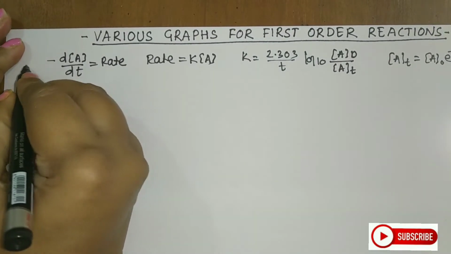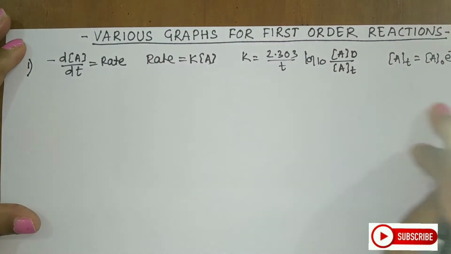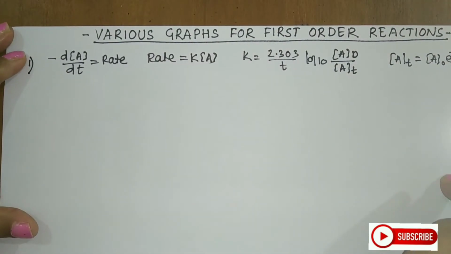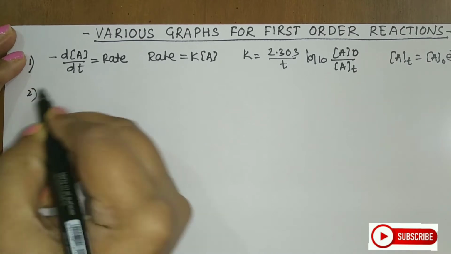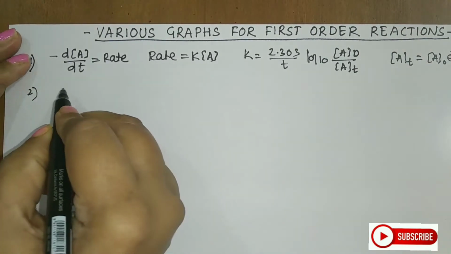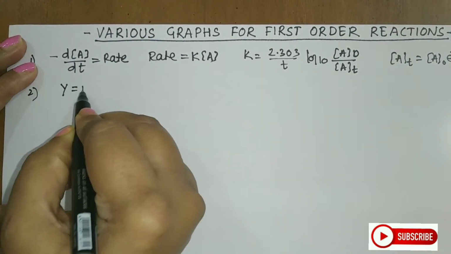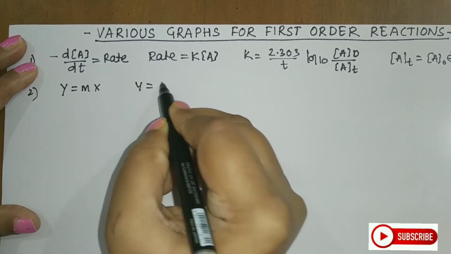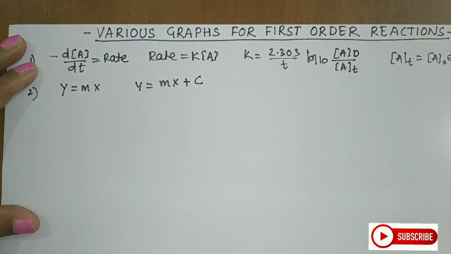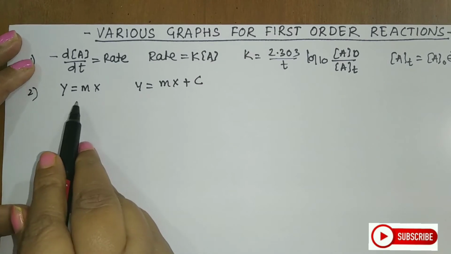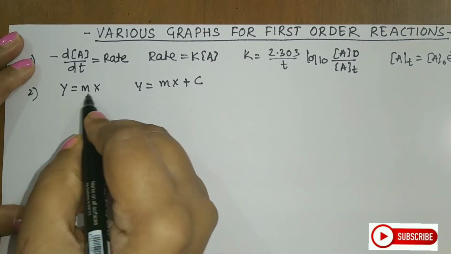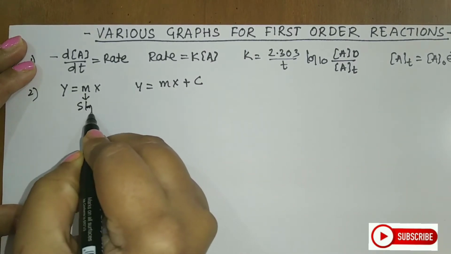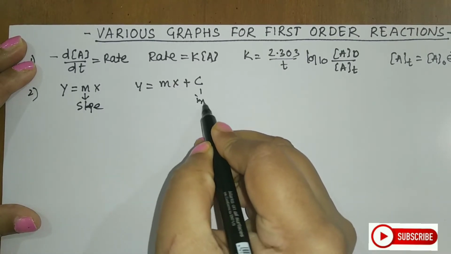So the first thing you have to know is the equation that you are going to use for the graph. Second, very important thing is we will be arranging those equations either in the form of y is equal to mx or y is equal to mx plus c. Students, this x and y represent your axis, whereas m represents the slope and c is the intercept.